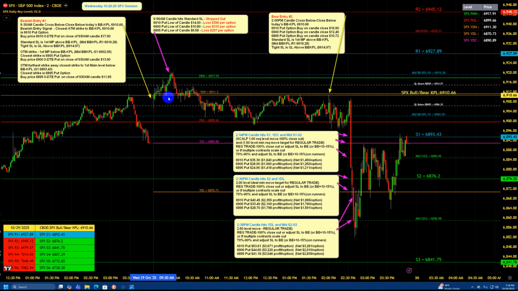Okay, so on this trade, like I said, the main thing you're looking for on the opening candle trade is where is it closing? Is it closing below the BBKPL, so it's a bearish entry signal, or is it closing above, which would be a bullish entry signal? In this case, we have a bearish entry signal.